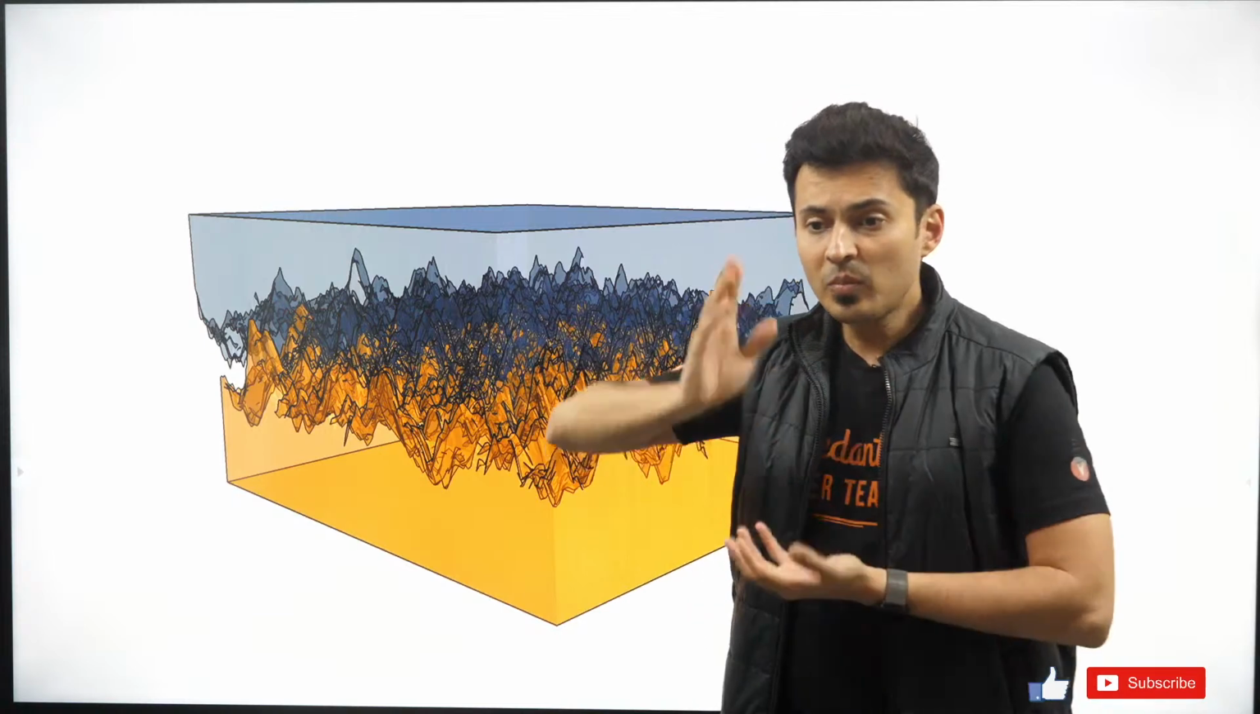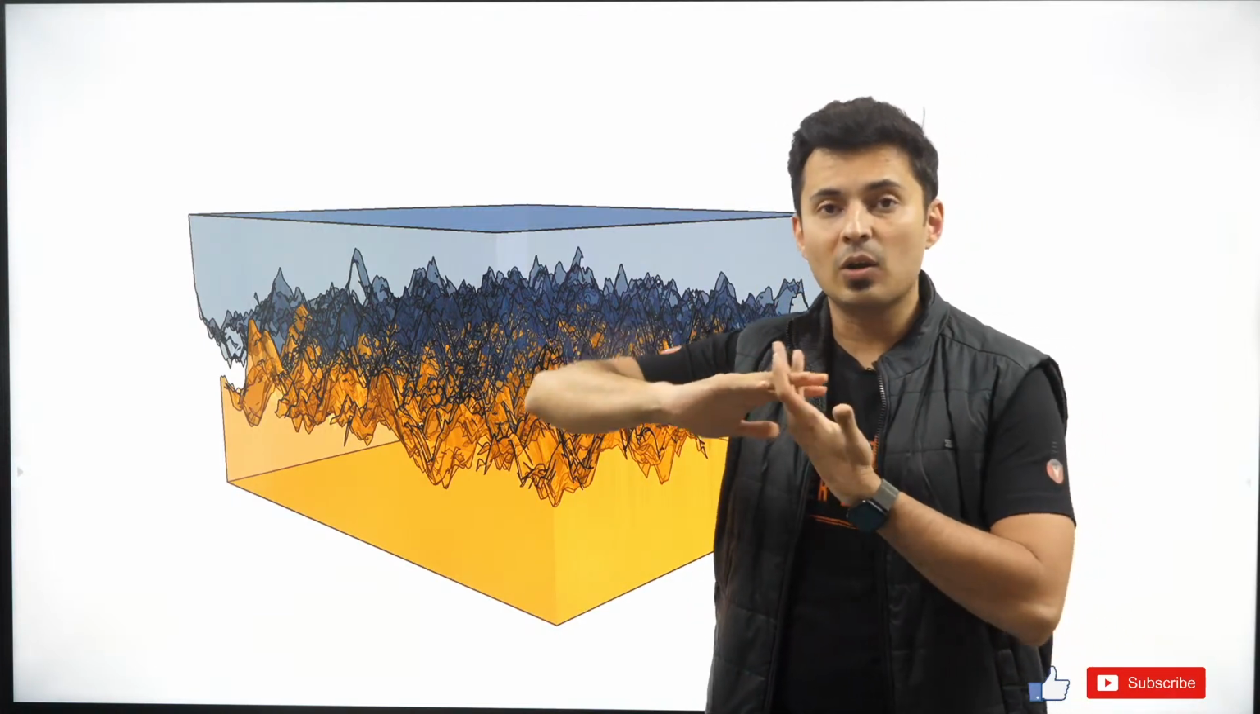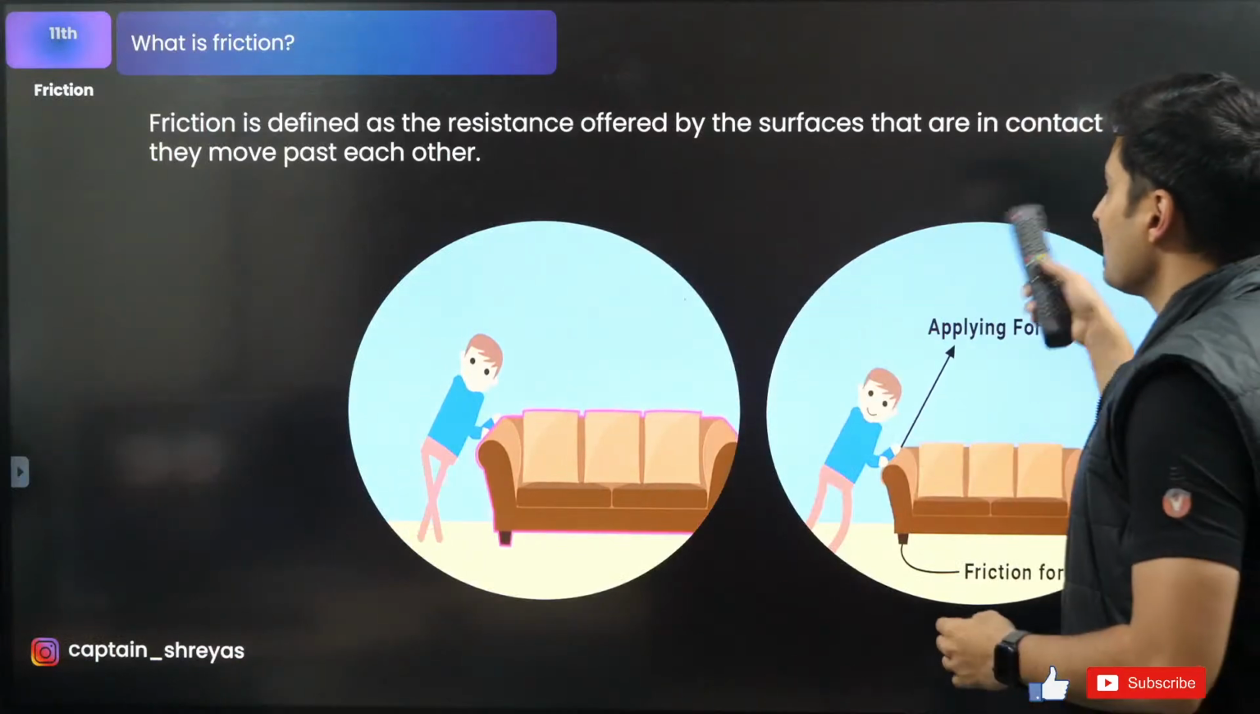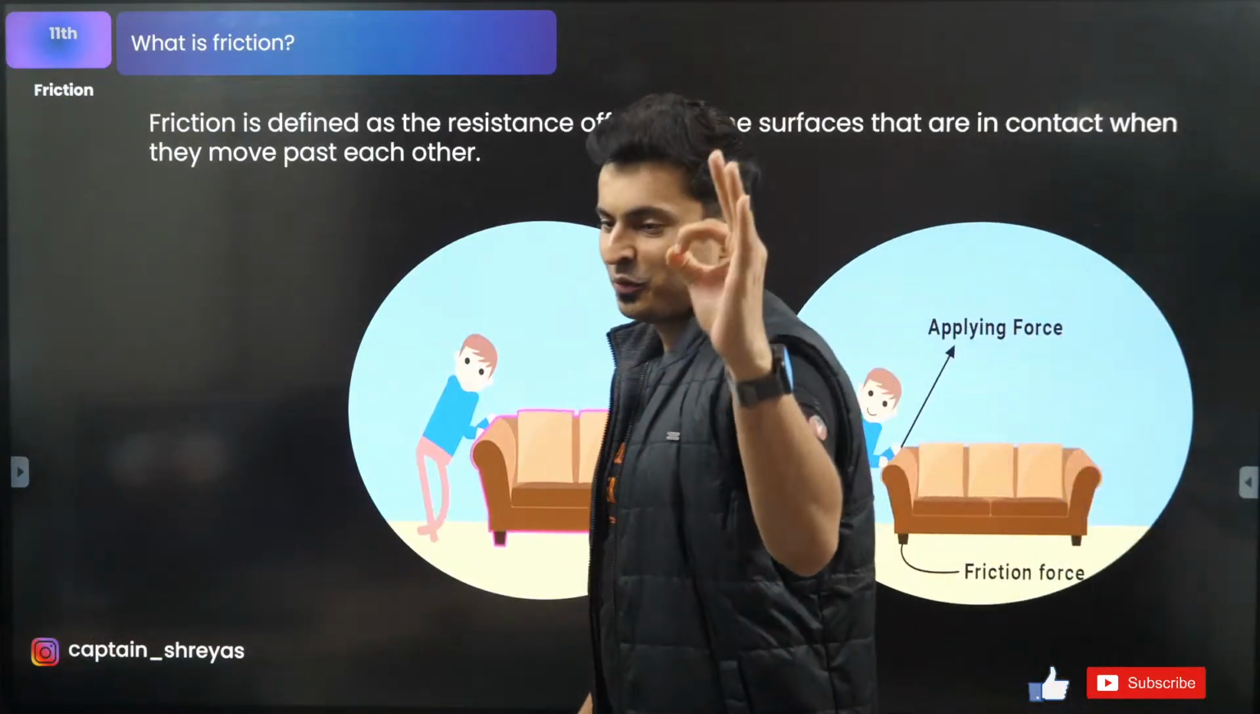So all the surfaces around you, there is some kind of interlocking. These gaps, these pointy things, they get interlocked, they get stuck, and that's why you will see there is resistance to motion. And that resistance to motion between the two surfaces is basically called friction.